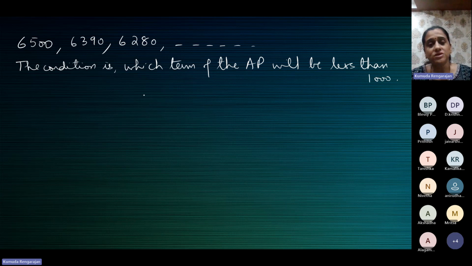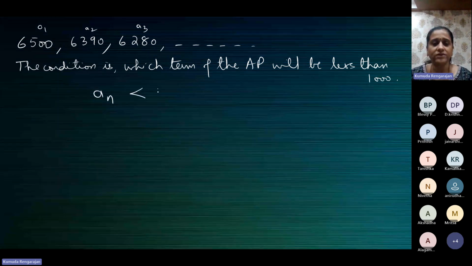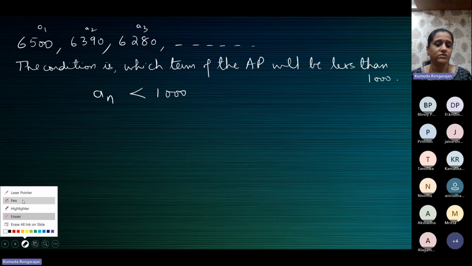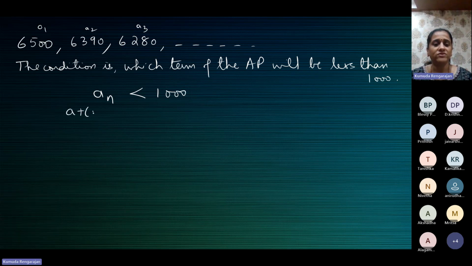Okay, so which term? That means AN. This is A1, this is A2, this is A3. So which term? AN, the nth term, less than 1,000. This is the condition. If you write this, then this will take you to the next step and finally you get the correct answer. So this means A plus (N minus 1) into D is less than 1,000.